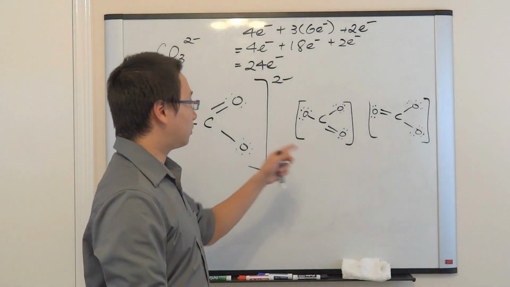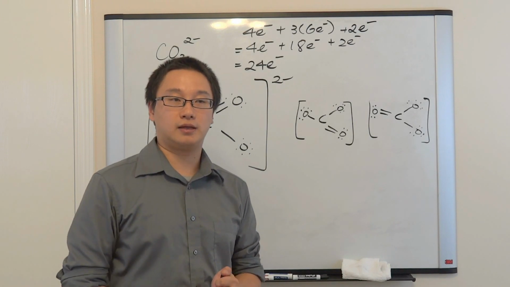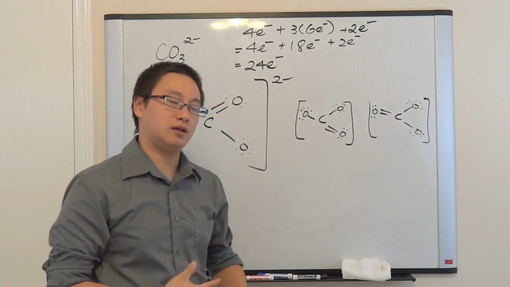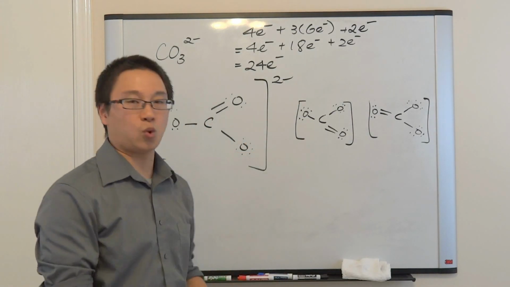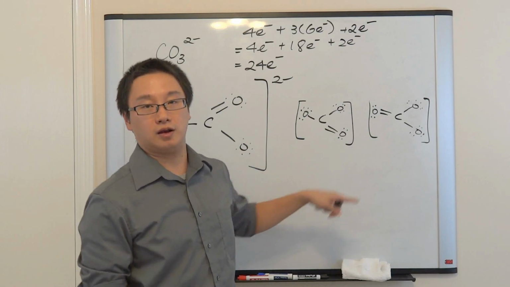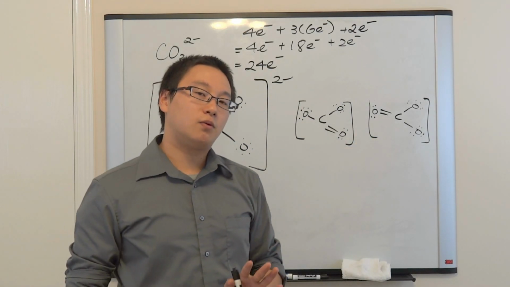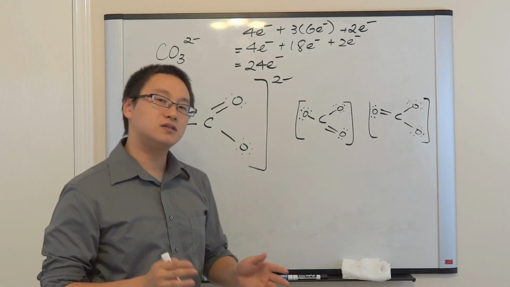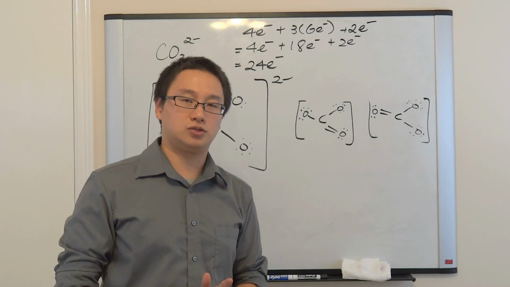If you look at these three structures, they look identical. It's very similar because it's just like rotating the ion around 120 degrees, and we get this structure, and then another 120 degrees, we get this structure. But what if we say that these three oxygens are not really the same oxygen?